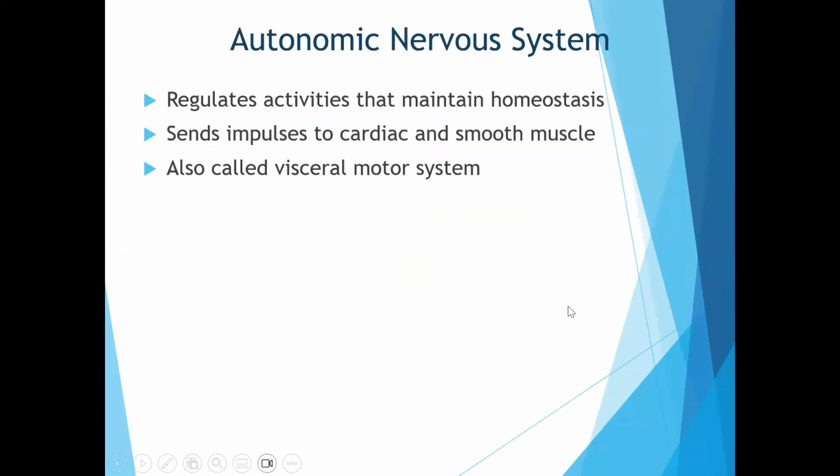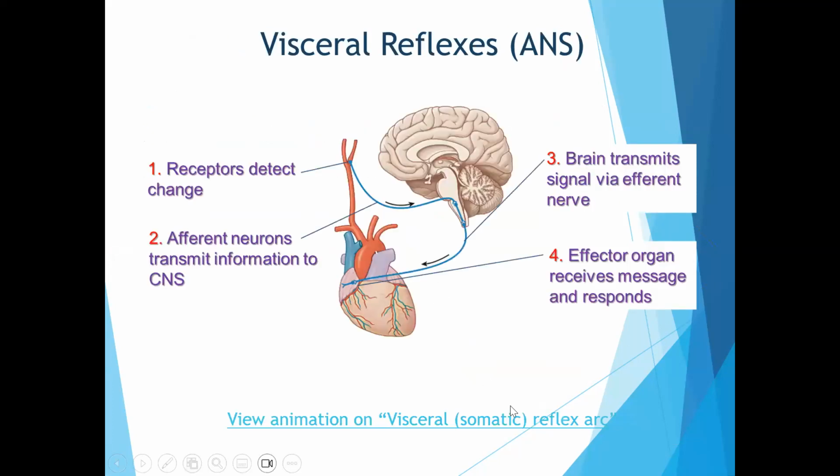Okay, the autonomic nervous system, or our visceral nervous system. So this is going to regulate a lot of our organs, glands, stuff like that. So it helps maintain homeostasis. It sends impulses to cardiac and our other smooth muscle, like in our digestive system, to help control those systems. And like I said, it's also known as the visceral motor system or the visceral nervous system.